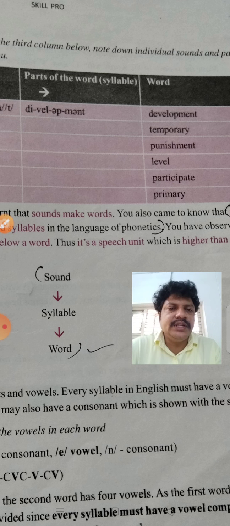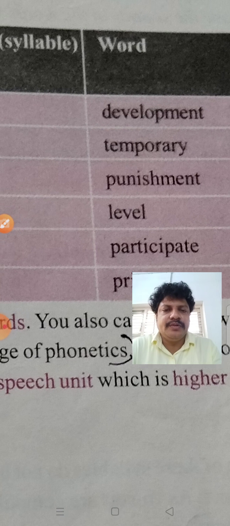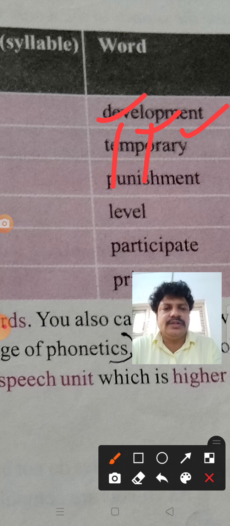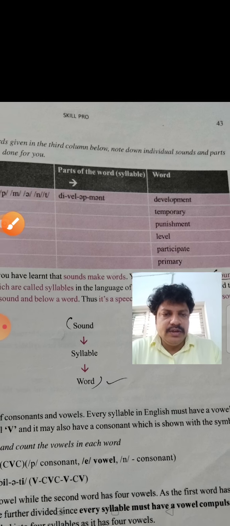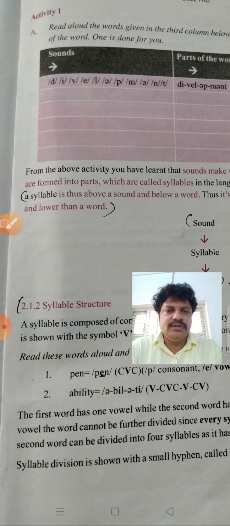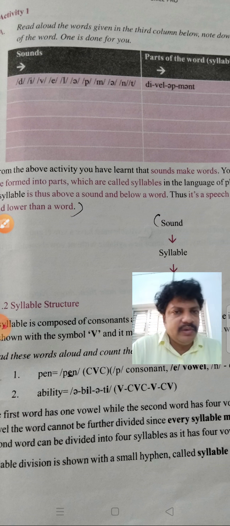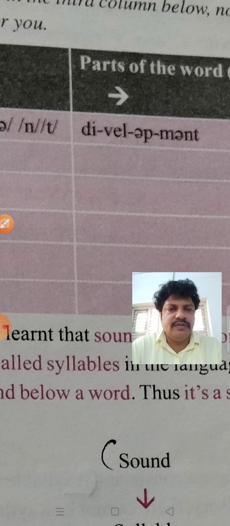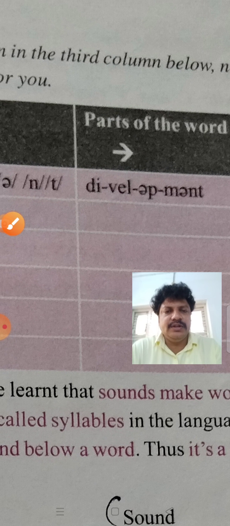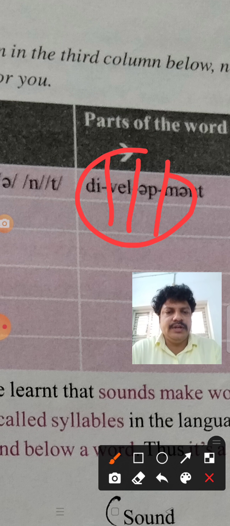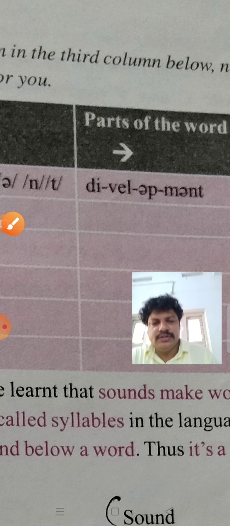Temporary. We can also divide this word. In temporary, there is an e sound, o sound, a sound: 3 syllables. In the same way, in development, this is what we call a syllable boundary, where the syllables are divided. Here one boundary, two boundaries, three boundaries. This is called syllables.